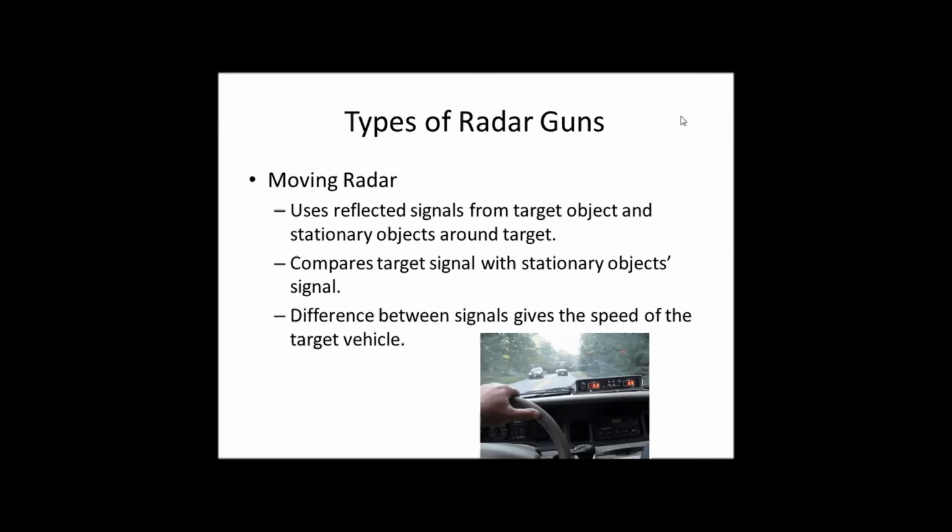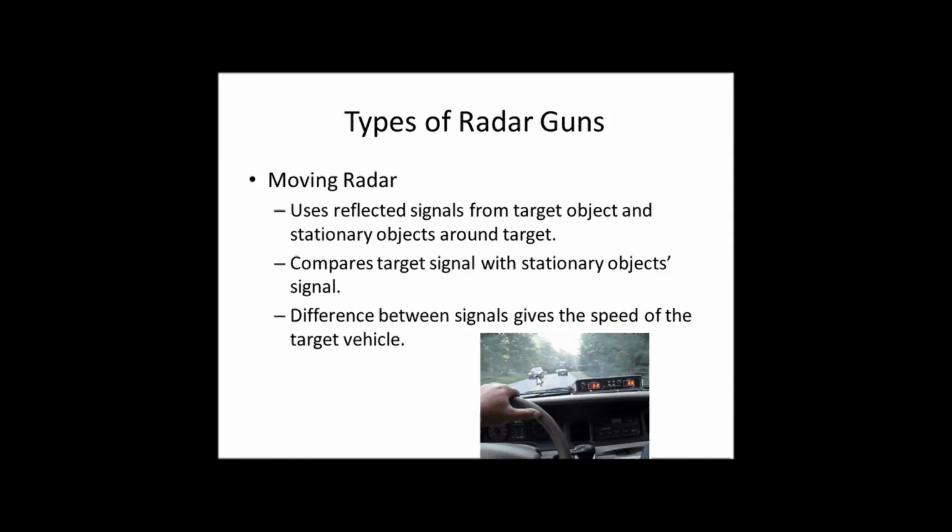And the other type of radar is the moving radar. The moving radar uses reflected signals from a target object and stationary objects around the target. It then compares the target signal with the stationary object's signal. The stationary objects could be the scenery around the objects, such as, like you can see here, trees or the road. And these two cars are moving, and this produces a different signal than the ones around the object. So that's how it uses it.